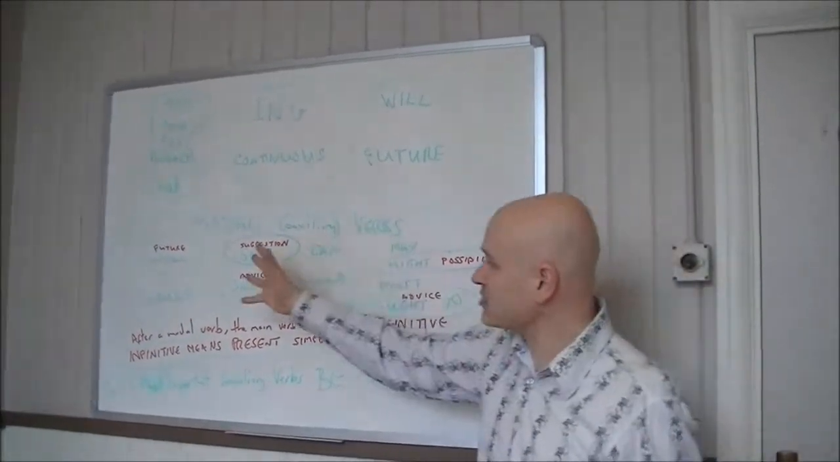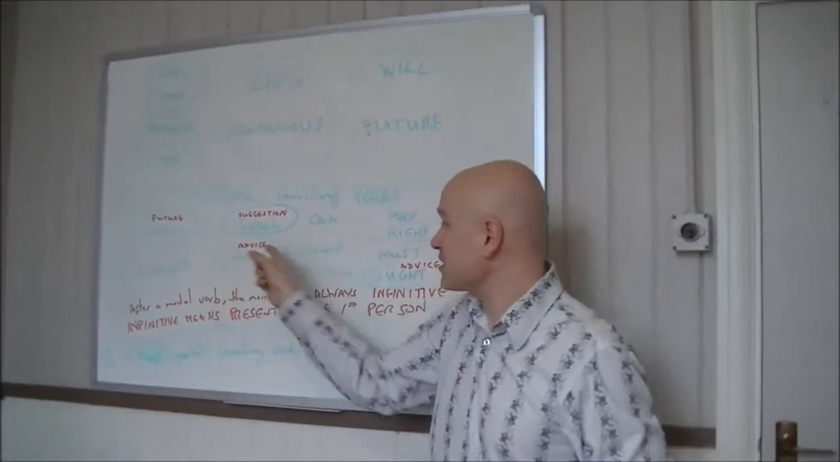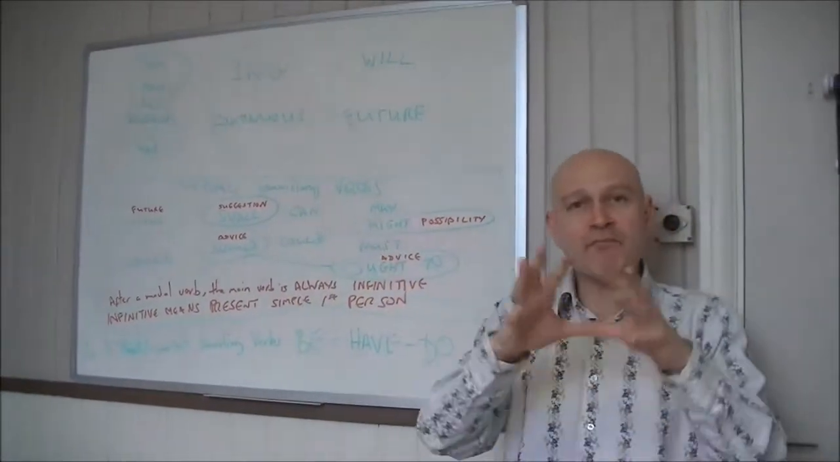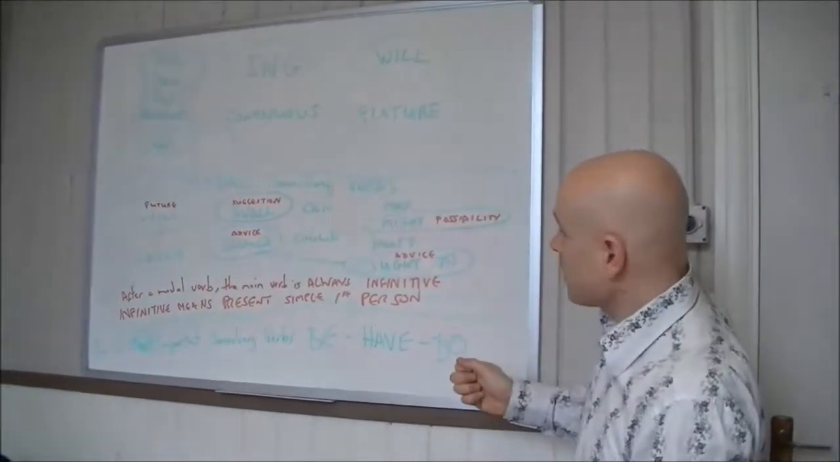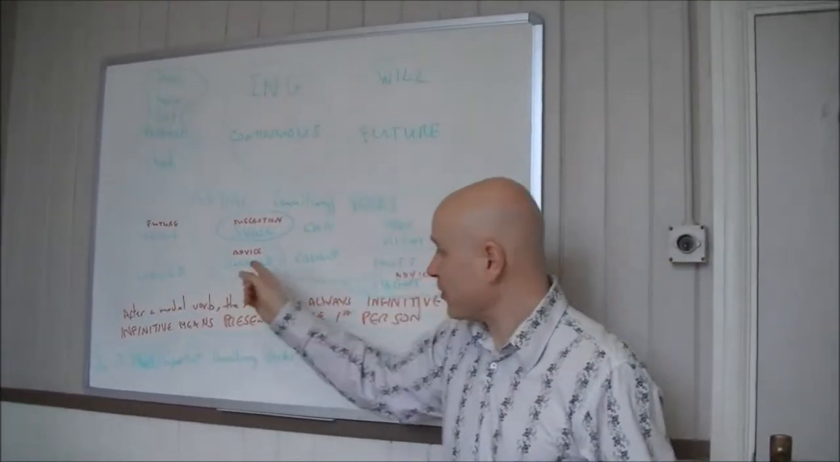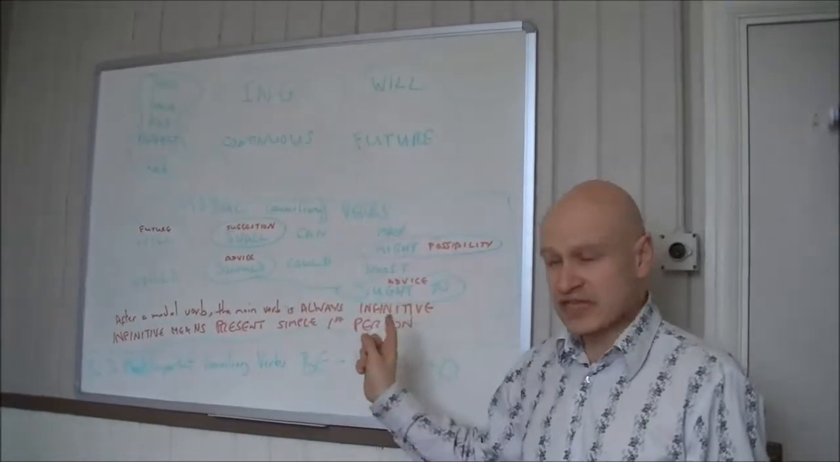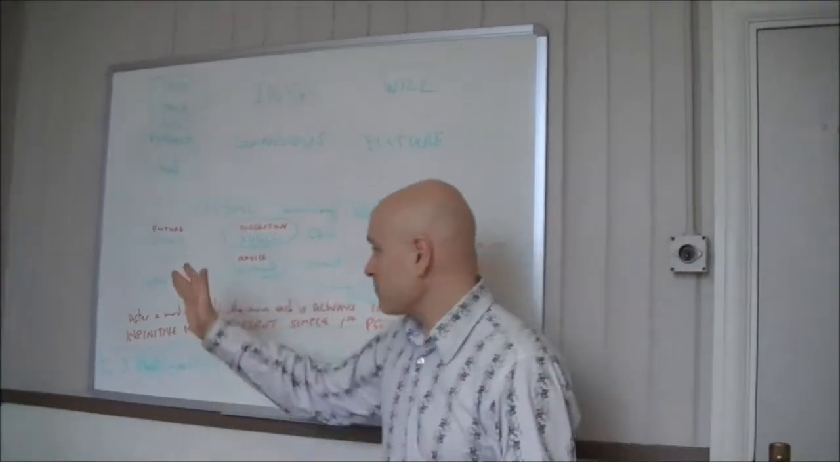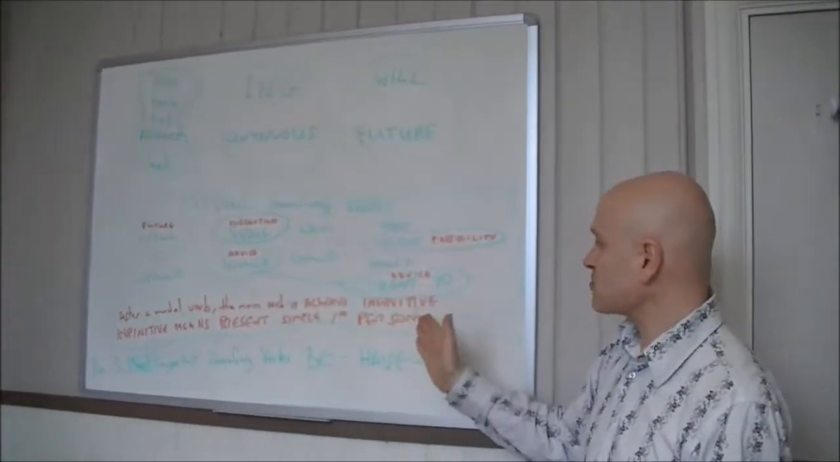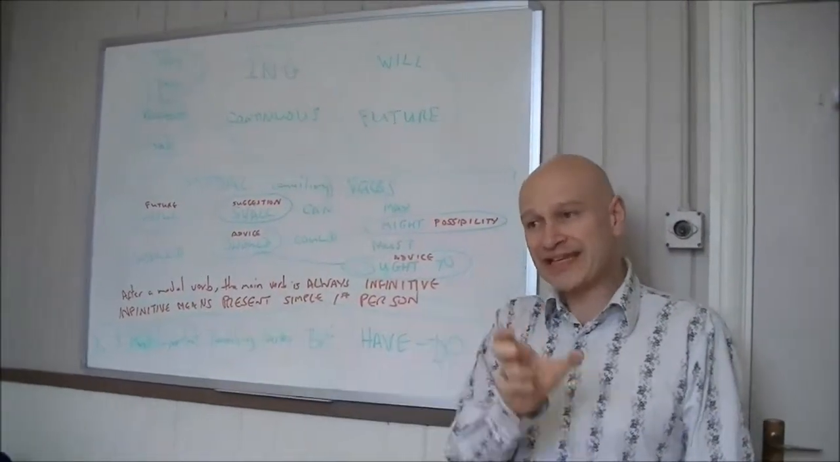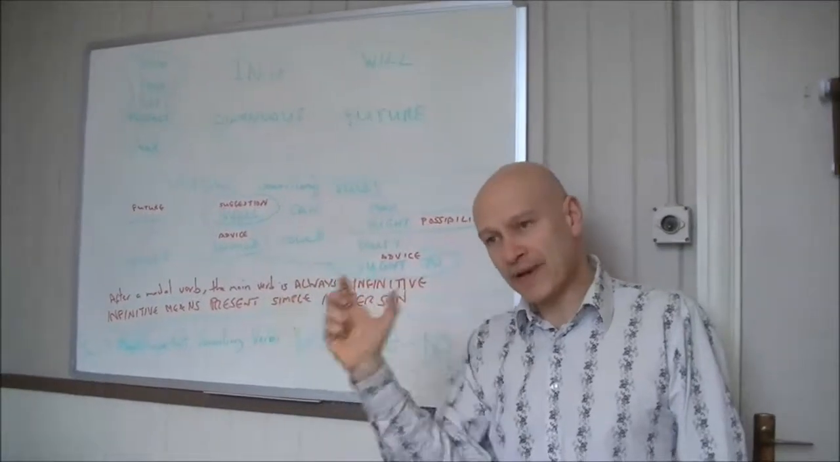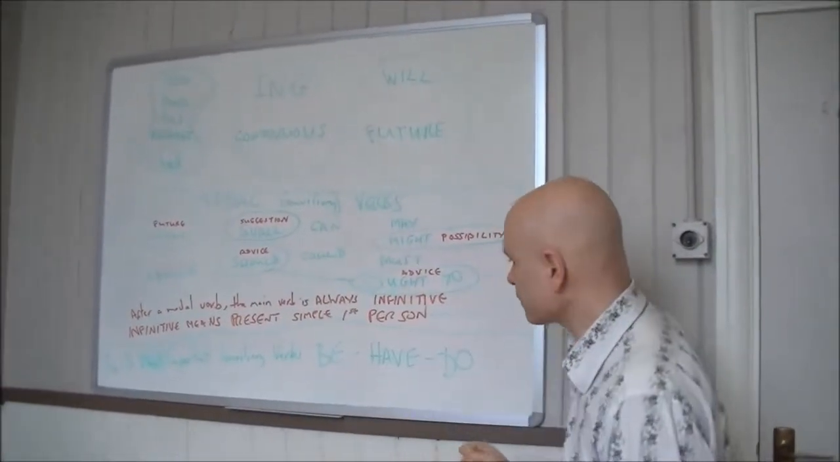The reason I haven't written the reasons for the other ones is because there are multiple reasons that we're going to go into in the future. Remember that after a modal verb, the main verb is always infinitive. Always. Infinitive means present simple first person. So if I say, I can swim, you'll say, he can swim. The main verb is always infinitive.